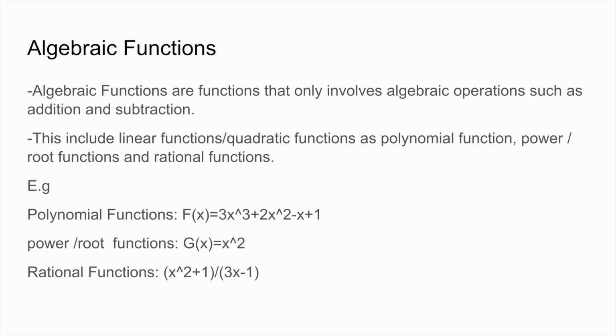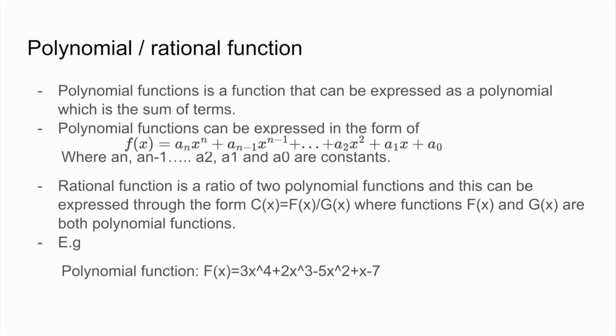For example, for the polynomial functions, we could provide 3x with 3 as exponent plus 2x squared minus x plus 1, and we define this as the function f of x. Also the power and root function g of x equals x squared. And rational functions, as a specific example, are actually the ratio between two polynomial functions. So it's x squared plus 1 divided by 3x minus 1.